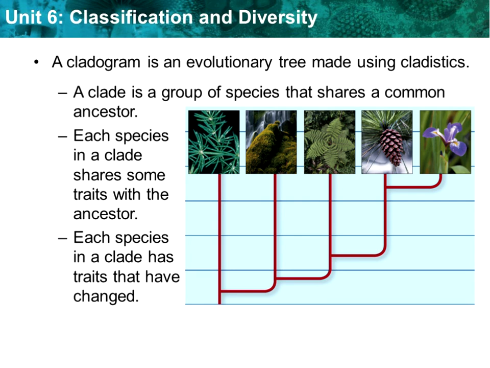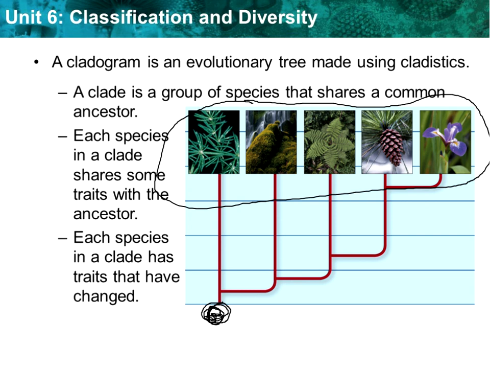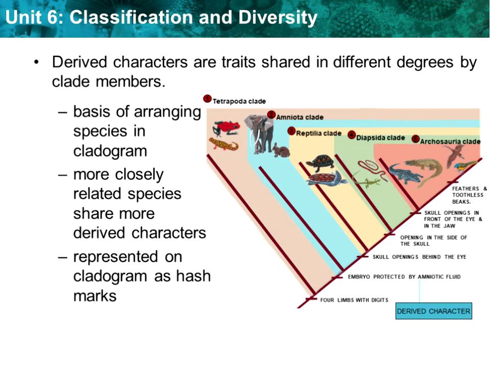Okay? The cladogram is an evolutionary tree made using cladistics. A clade is a group of species that shares a common ancestor. So this is a clade. It's a group of species, 1, 2, 3, 4, 5, that share one common ancestor, which would be right here. Each species in a clade has traits that have changed. So traits change to form these new five species. They all came from the common ancestor, but each species in a clade has traits that have changed.